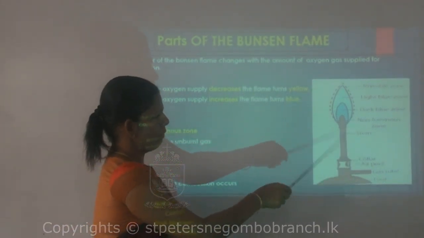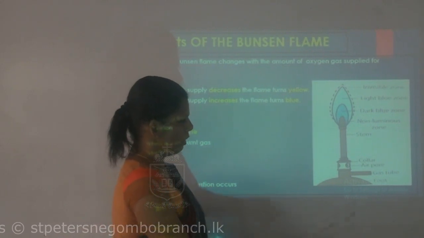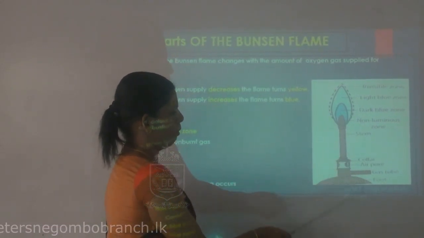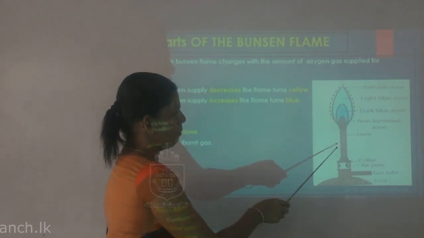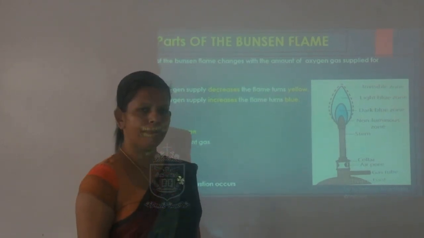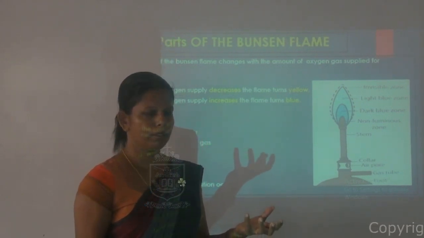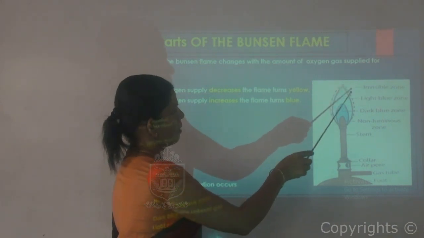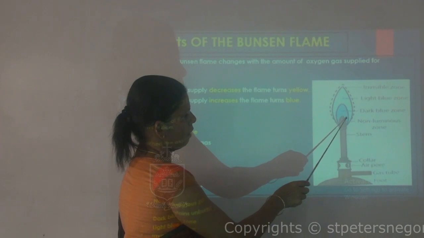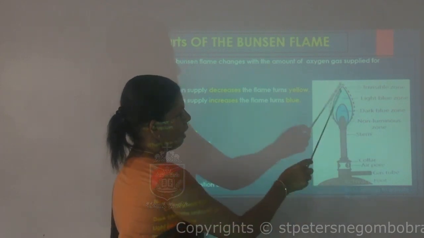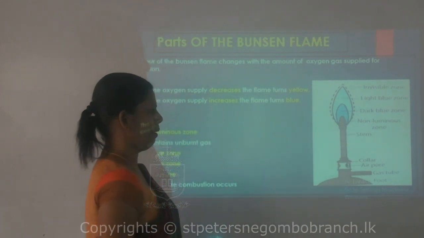When we are talking about the parts of the Bunsen burner, you can see there is a collar, air hole, the gas tube, the foot, and the stem. Those parts we can see in the Bunsen burner. When we light the Bunsen burner, we can take the Bunsen flame like that. You can see this is the non-luminous zone, then the dark blue zone, light blue zone, and the invisible zone around that.